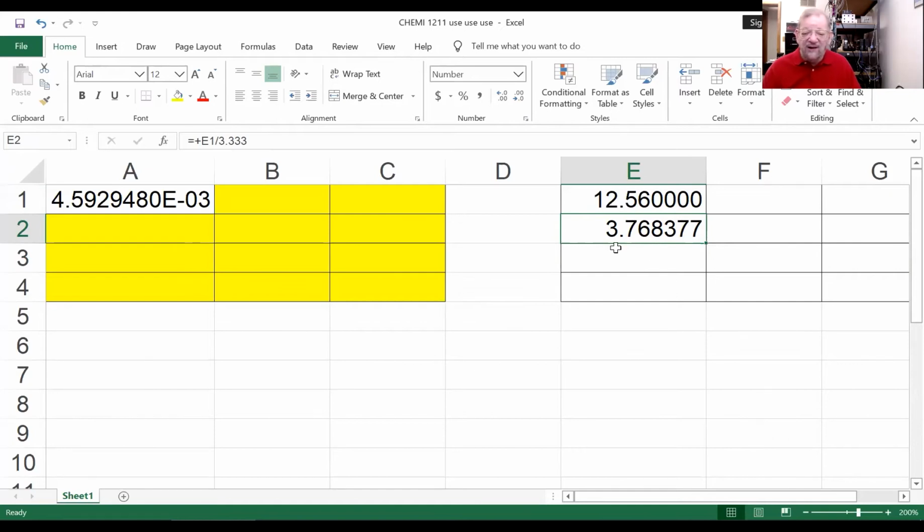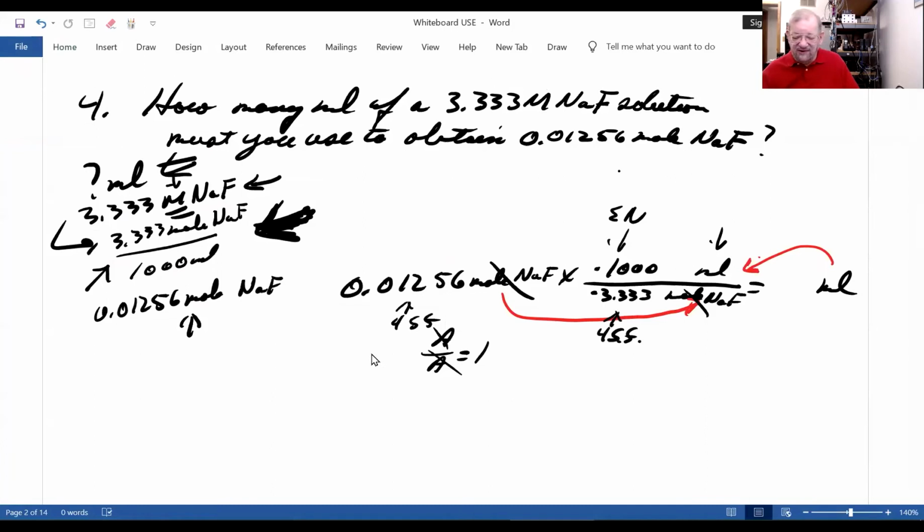Time's up. Keep the 3, keep the 7. When I say 3, it should be 4 significant figures. Keep the 3, keep the 7, keep the 6, keep the 8. That's my 4 significant figures. Use the 3 to round off. That's 4 or less. So the correct answer is 3.7683. Nope, I wrote it down. It should be 3.768 for significant figures. And if I come over here, that's how much you'd have to weigh out.